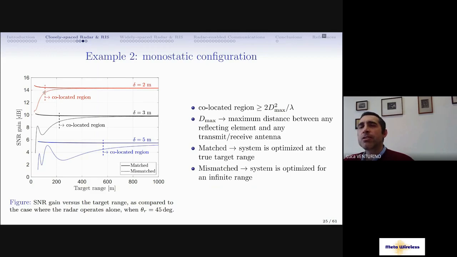And in fact, the region where this happens is marked with a vertical line here. And on the right, we denote the region as the co-located region. This co-located region corresponds to a distance of 2 times d max squared divided by lambda, where d max is the maximum distance between any reflecting element and any transmit or receive antenna of the radar. So as you can see, when we are in this co-located region, we can design the RIS to look at infinity, which means that our design is range independent. And the system design is then much simpler.